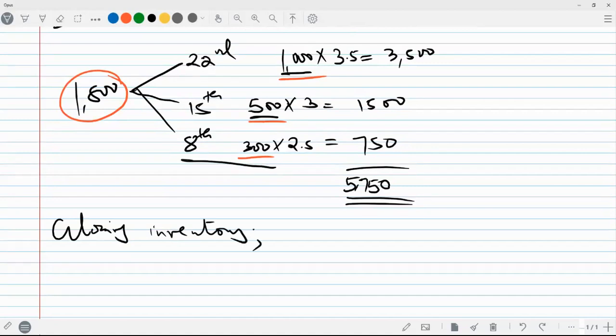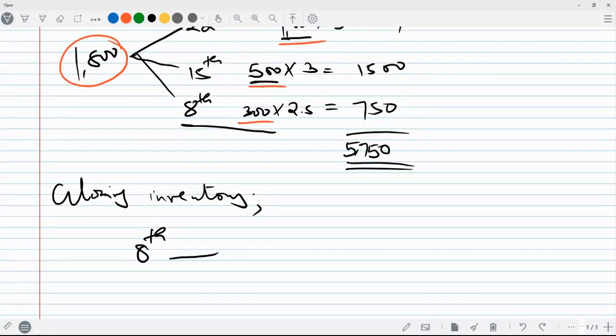On the 8th of September, we sold 300. However, we had 500 there, therefore we still have stock remaining. So on the 8th, we took 300, we remained with 200, the 200 with a value of 2.5 for each of the items.